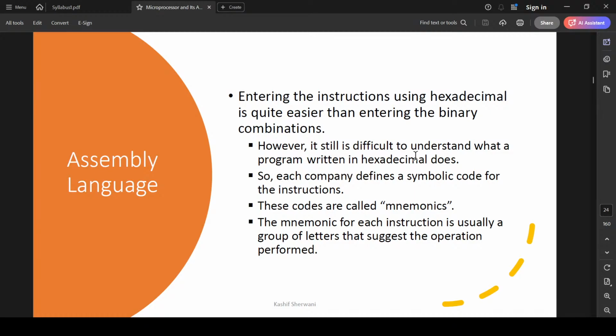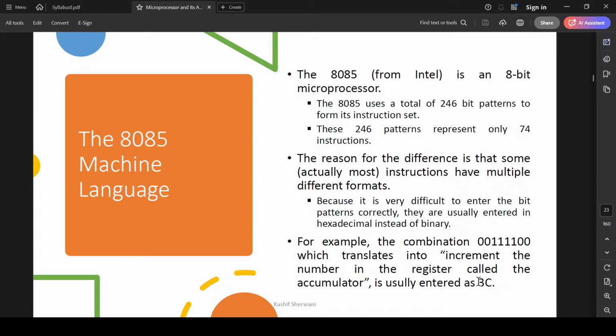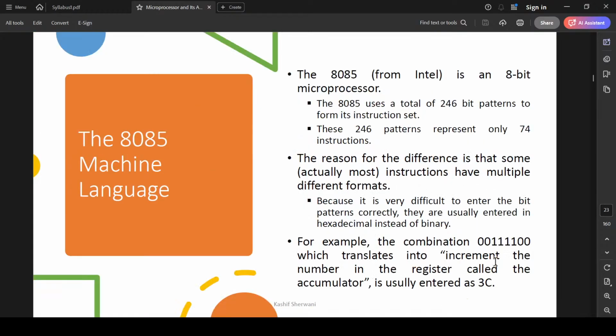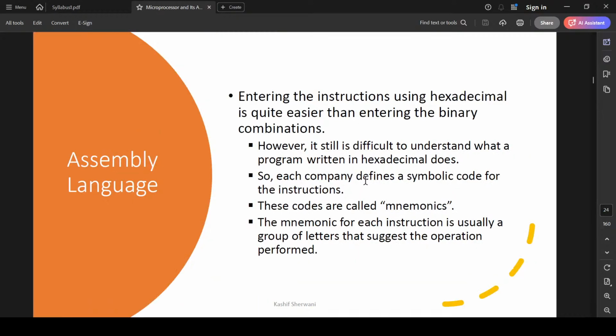So each company defines a symbolic code for those instructions. These codes are called mnemonics. The mnemonic for each instruction is usually a group of letters that suggest the operation being performed. For example, if you want to increment, you might not remember 3C. So 3C will be defined as something like INC, INT, INR, and you can know, oh, increment. That is mnemonics.